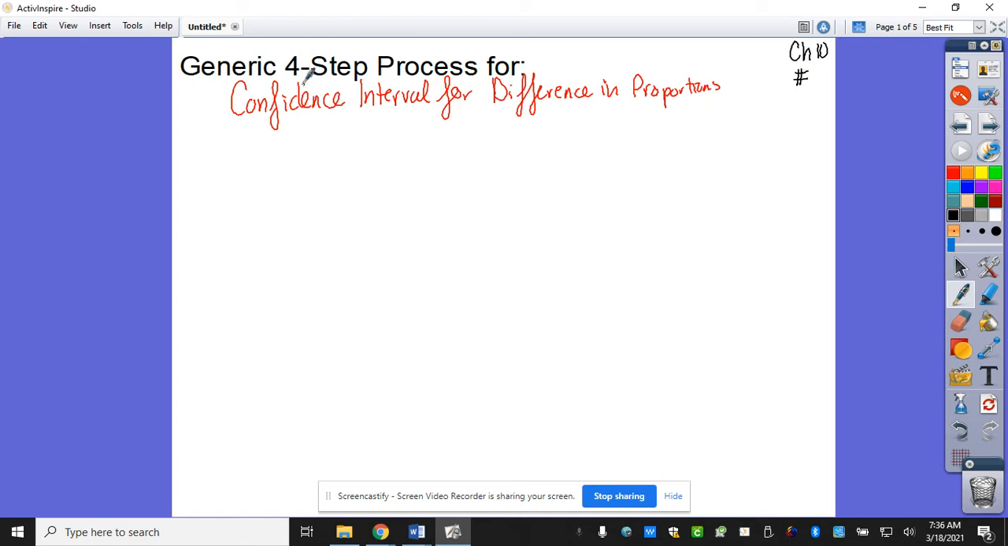So generic four-step process for confidence interval for difference in proportions. So it's a confidence interval, not a test. It's proportions, not means. This is the only part that's different. So if we're finding a difference in proportions, mathematically that means we're subtracting. So we're taking two separate proportions and finding the difference.